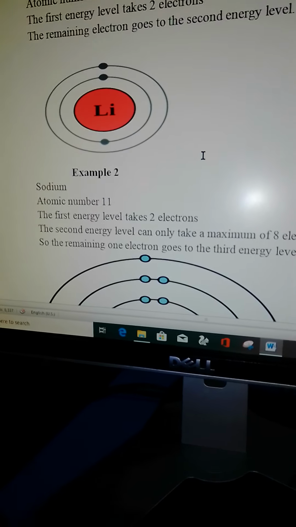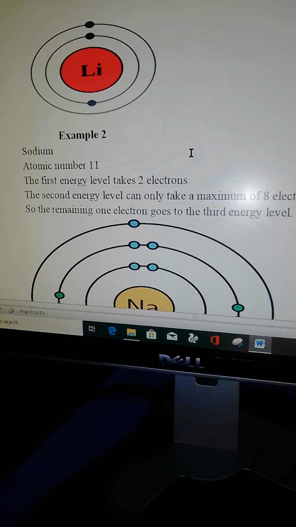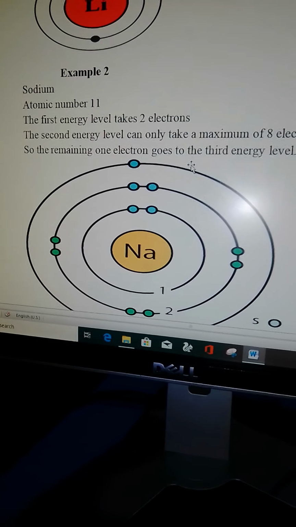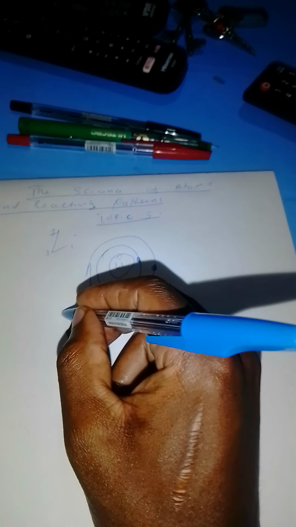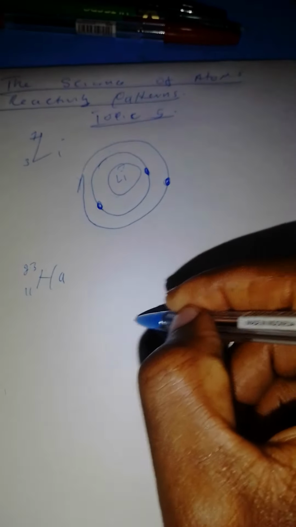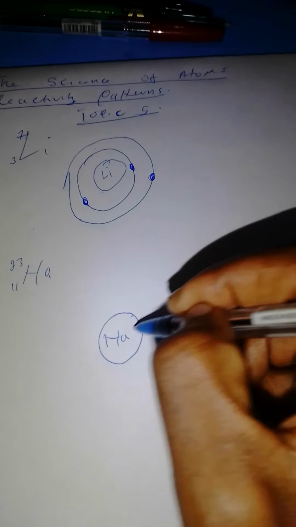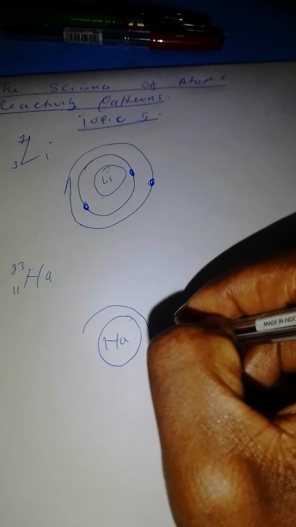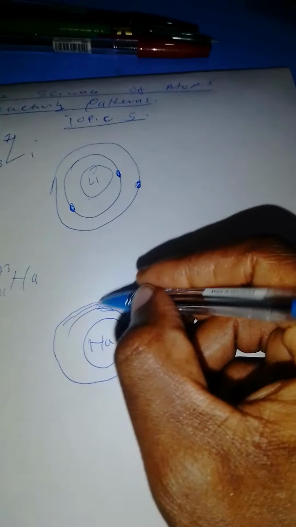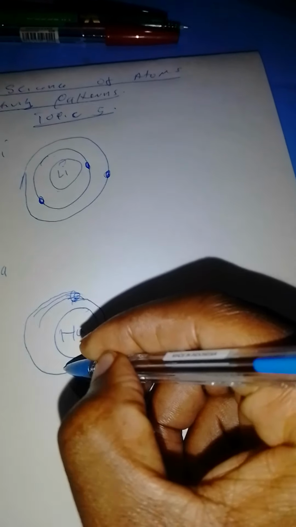Back to our representation, let's look at sodium. Sodium is atomic number 11. Want to see how we can be able to draw sodium. So what do we do? First, we must be able to know that this is sodium 11, 23, looking like that. So we're going to use 11. Therefore, inside the nucleus we have sodium. Then the first energy level will always take 2 electrons. I do it badly here, but don't worry. Like that.